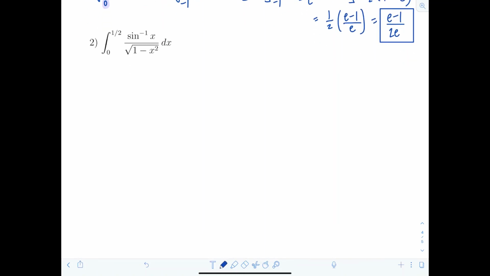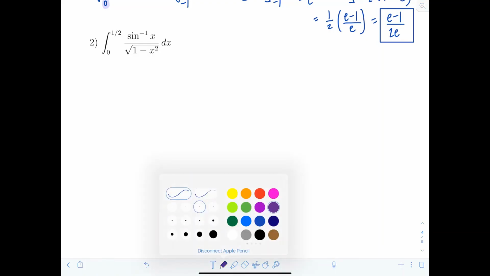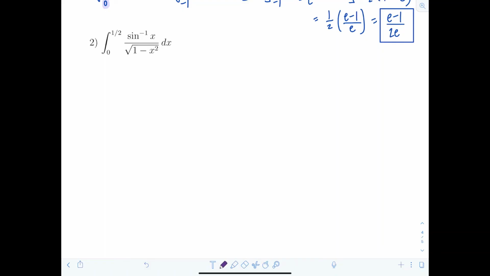Okay, example 2, we have the integral from 0 to 1/2 of sine inverse of x over radical 1 minus x squared dx. Again, this is one where if you learned your derivatives, especially of your trig inverses, it should just be popping out at you, because I know the derivative of sine inverse of x is 1 over radical 1 minus x squared. If you don't know it, I can't say anything. Just start making flashcards or something.